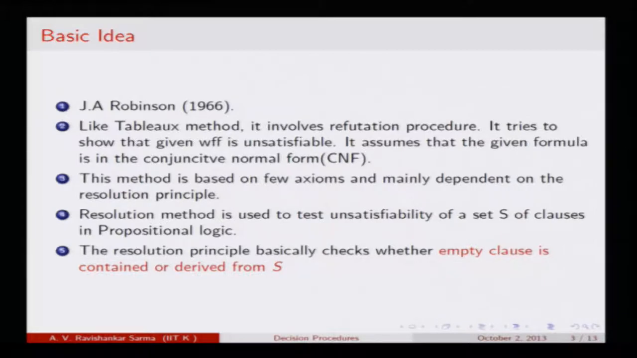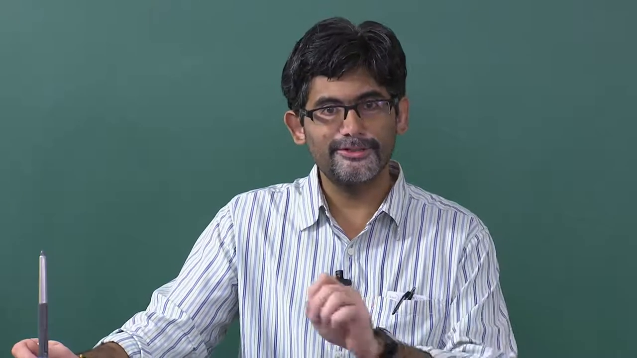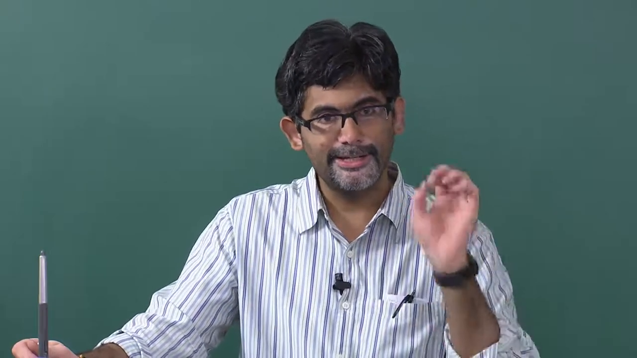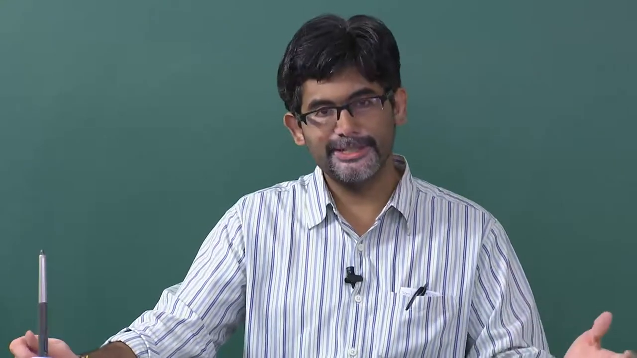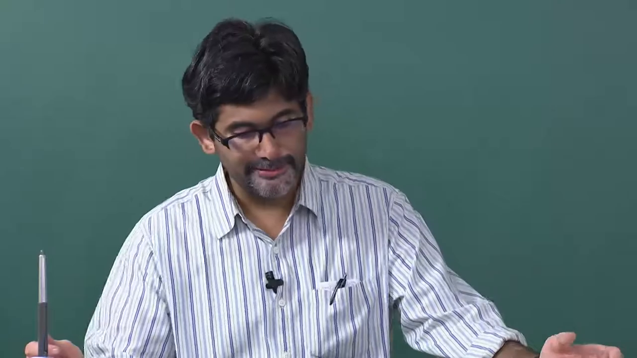In any clause, that is C1, C2, C3, etc., each Ci is a combination of some disjunctions. So in the disjunctions, if a formula contains a literal and its negation, then obviously the disjunction is going to be true. Then if all the disjunctions are true, then obviously the conjunctive normal form is going to be true and hence it is going to be valid.